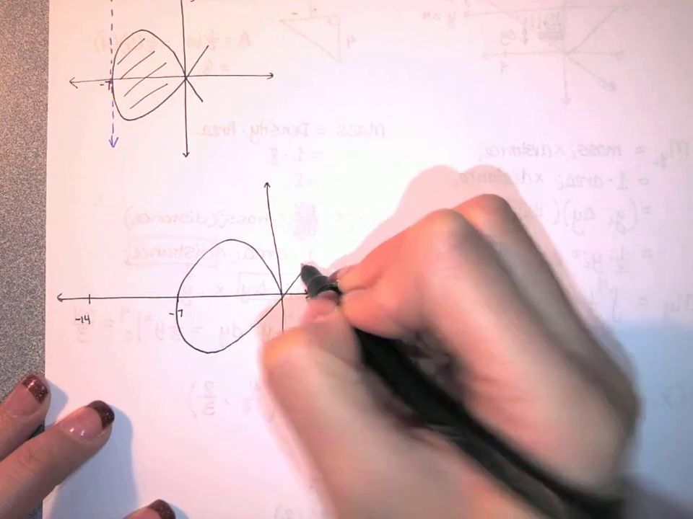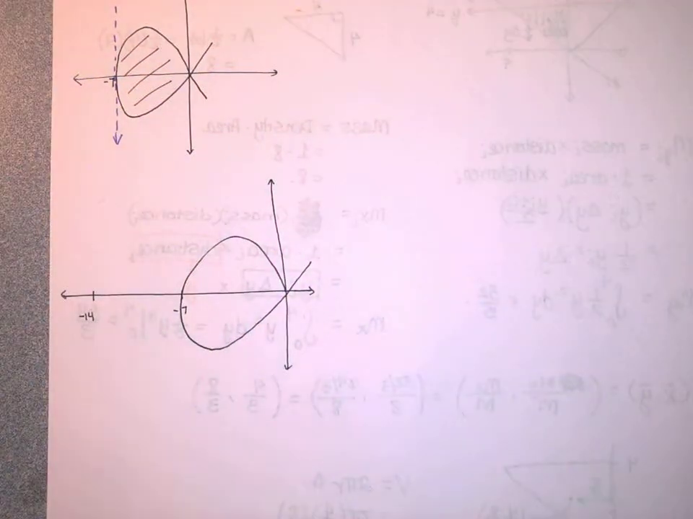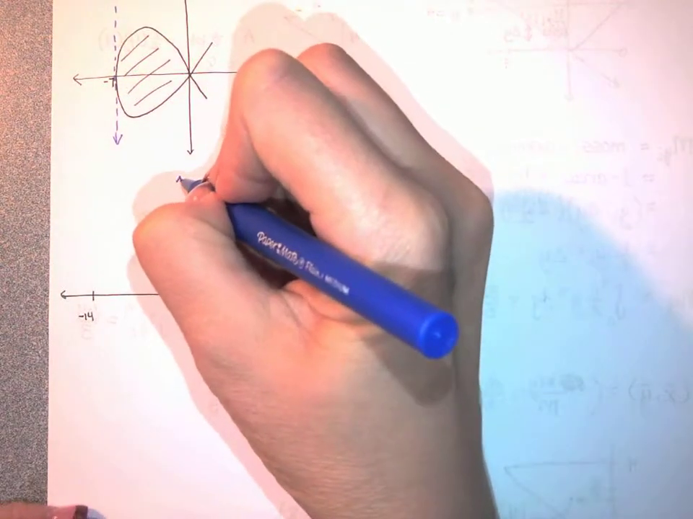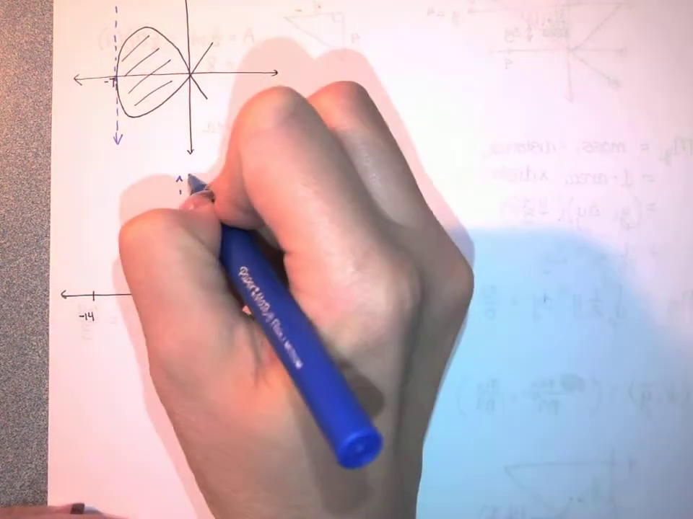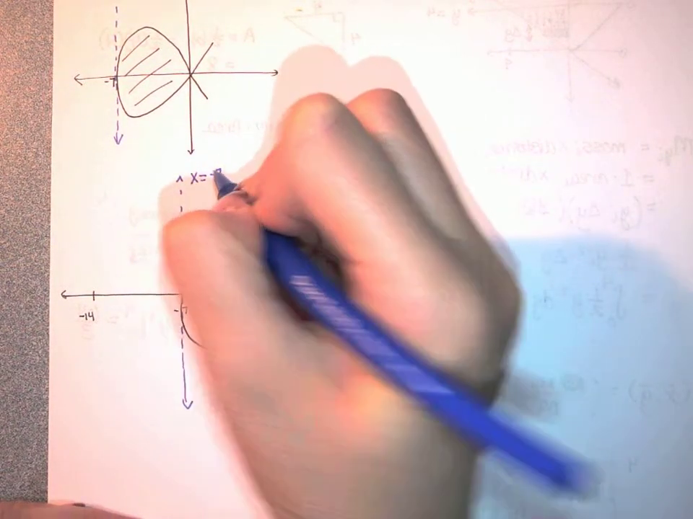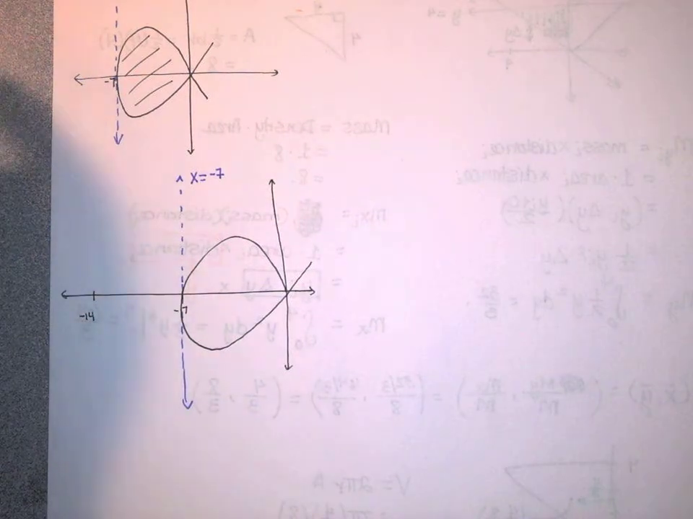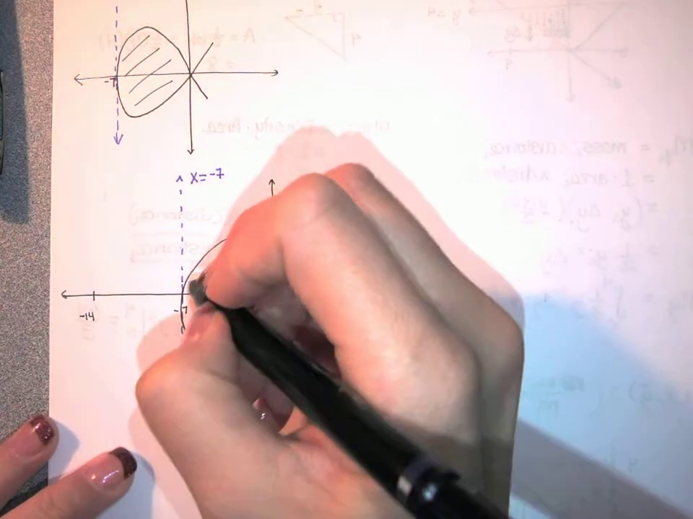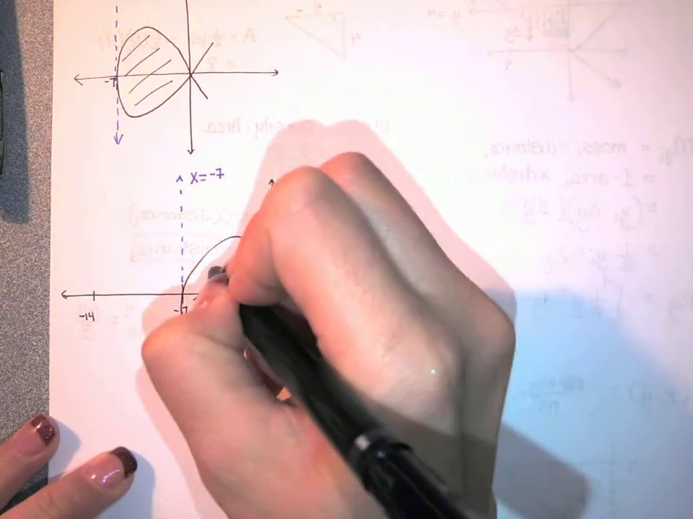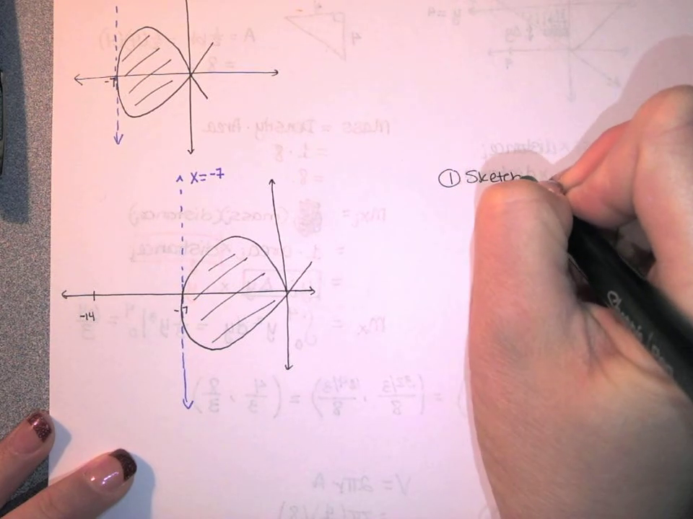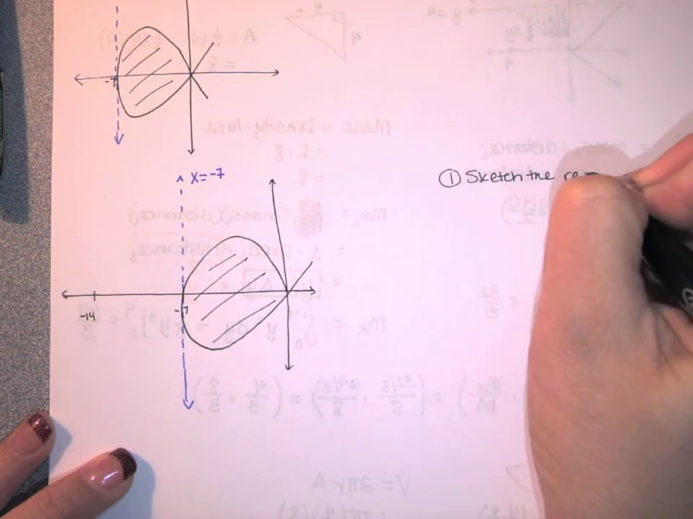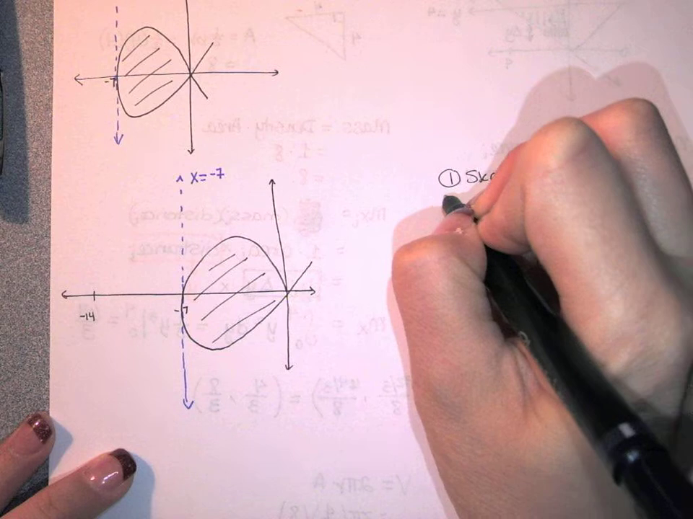I'm not doing a very good job drawing it. It's not supposed to cross x equals negative 7, but we've got that. And then when we graph the reflection, always want to graph the original region, and then sketch the reflection.